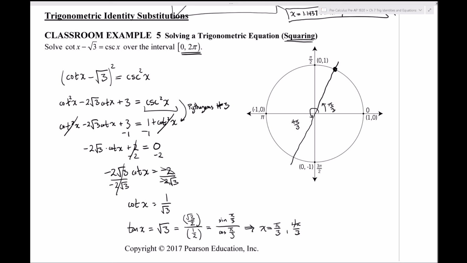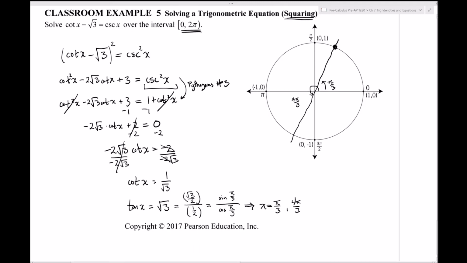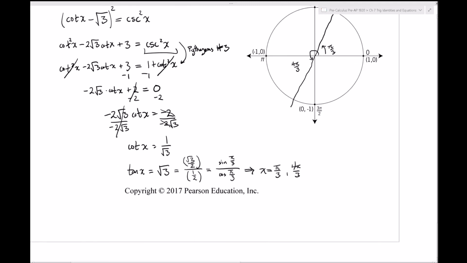Now, I couldn't box these because I have to double check to see if they're correct, and that's going to take a little bit of time to do. So what I got to do is check the original equation. The original equation is cotangent x minus square root of 3 is equal to cosecant x. So we're going to check both solutions. x equals pi over 3.